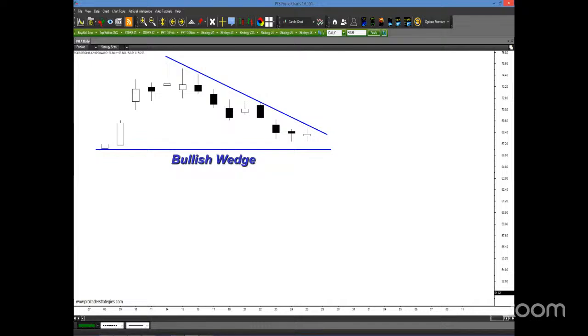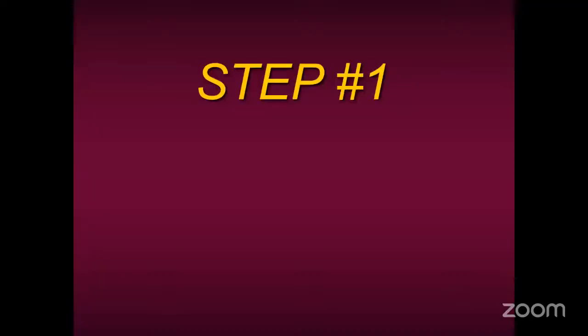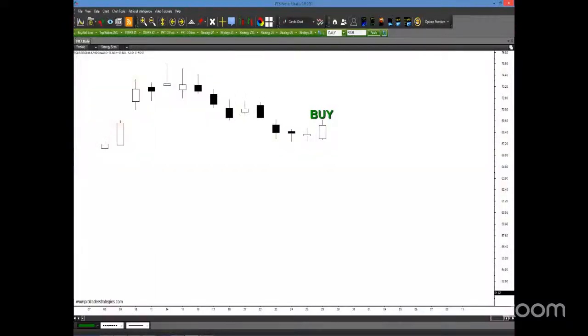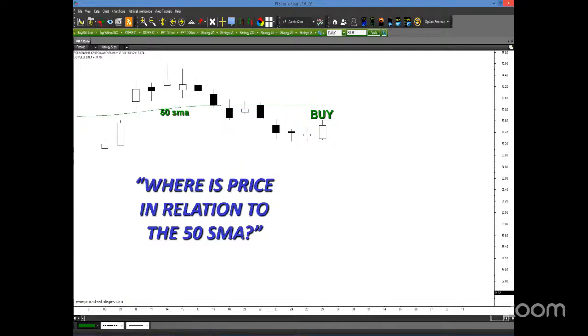So you're excited. You say to yourself, well, if we close above that downtrending line, I'm going to buy. And look what happens. On the very next bar, you close above and you say, wow, I'm in sync with the market. I'm on the right side. I'm going to buy right there. Okay. But are you really in sync with the market? What's the first thing we tell our traders? Step 1. Am I on the right side of the market? Meaning, if you apply the 50-period moving average, you have to ask yourself, where is price in relation to the 50-period moving average?